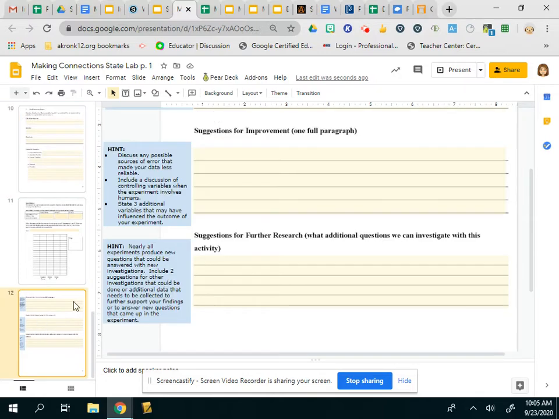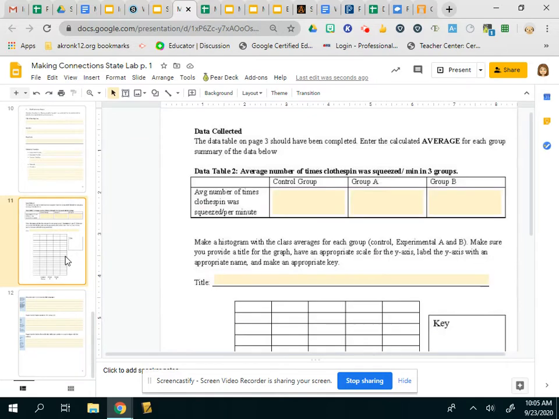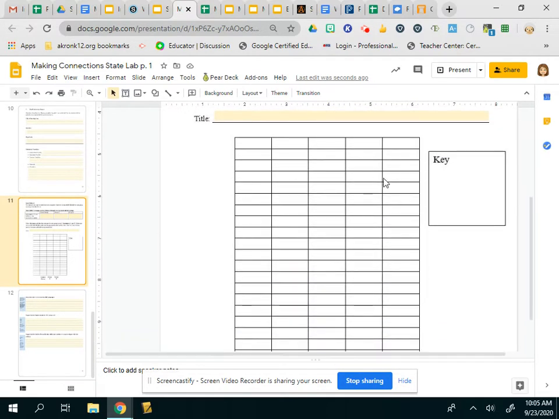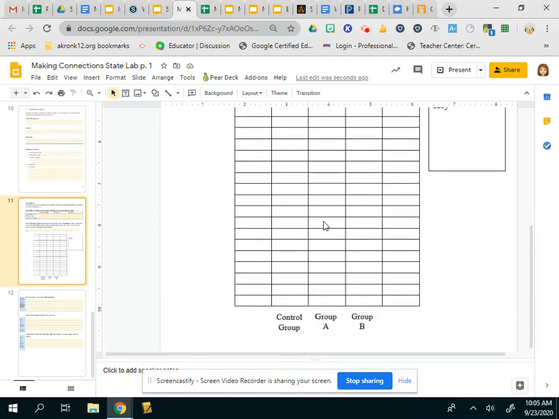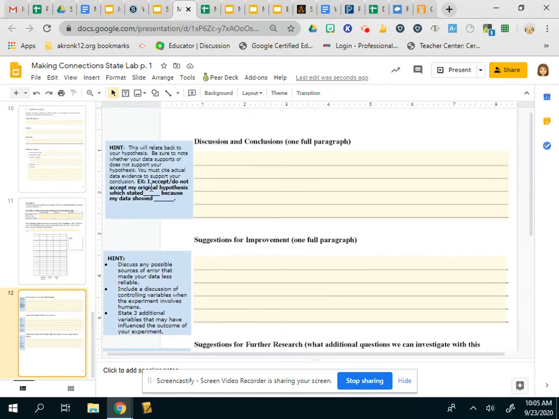And so going back to your hypothesis, you want to discuss whether your data supports or does not support it. You have to talk about the actual evidence, and that's coming from here, from this data table. You can say, well, group A, they did 30 seconds of exercise and they had a higher squeezing rate, or, you have to explain with details about your data. So you're going to example here how you can start your paragraph.